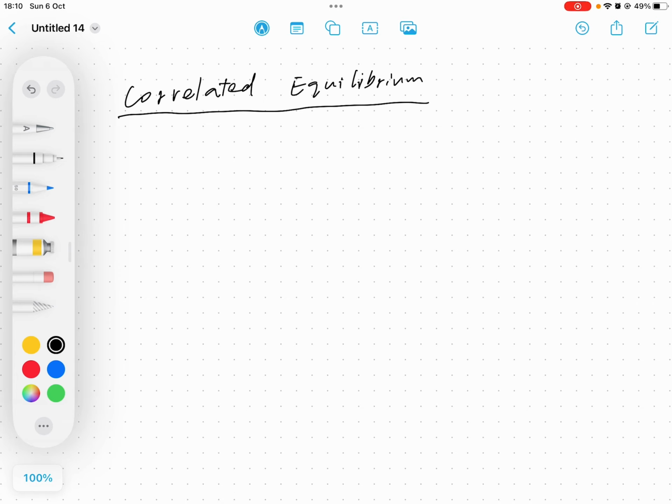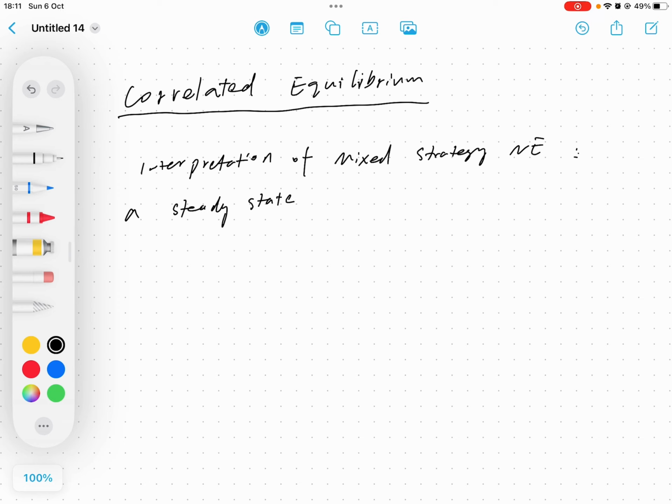So let's write that down first. An interpretation of mixed strategy Nash equilibrium. It could be regarded as a steady state, right? It's more like a steady state in statistics, so you might need to make tons of experiments to get that steady state on average.